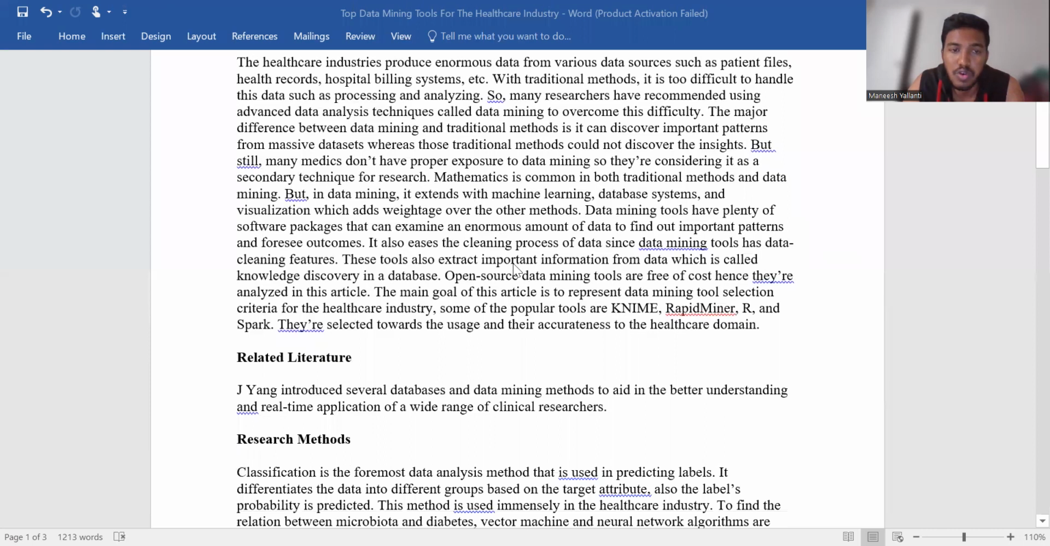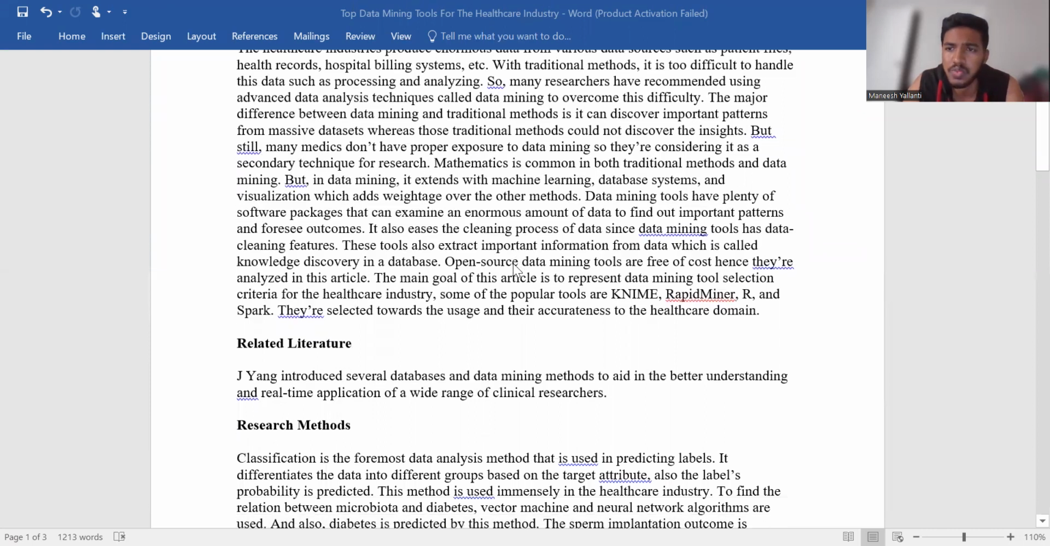Data mining tools have plenty of software packages that can examine an enormous amount of data to find out important patterns and foresee outcomes. It also eases the cleaning process of data, since data mining tools have knowledge discovery in databases, which has data cleaning features. Open source data mining tools are free of cost. The main goal of this article is to represent data mining tool selection criteria for the healthcare industry. Some of the popular tools are KNIME, RapidMiner, R, and Spark. They are selected towards the usage and their accurateness to the healthcare domain.